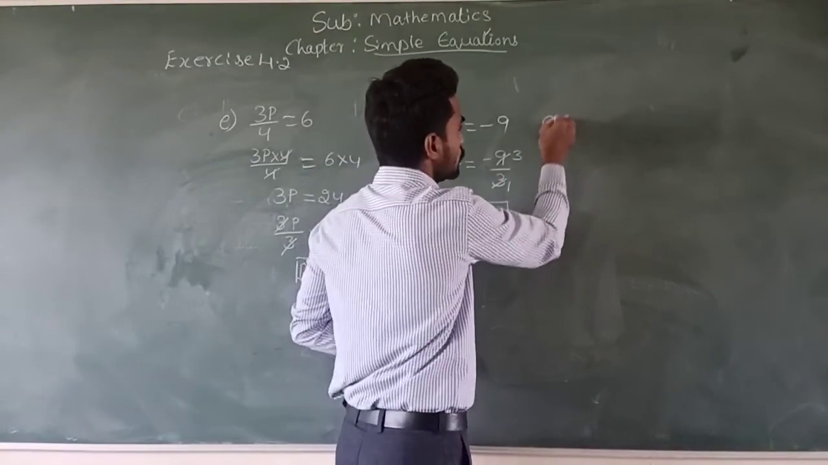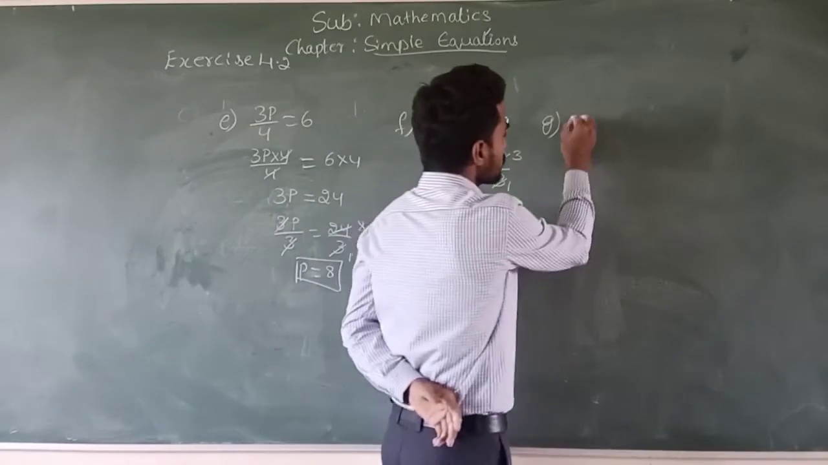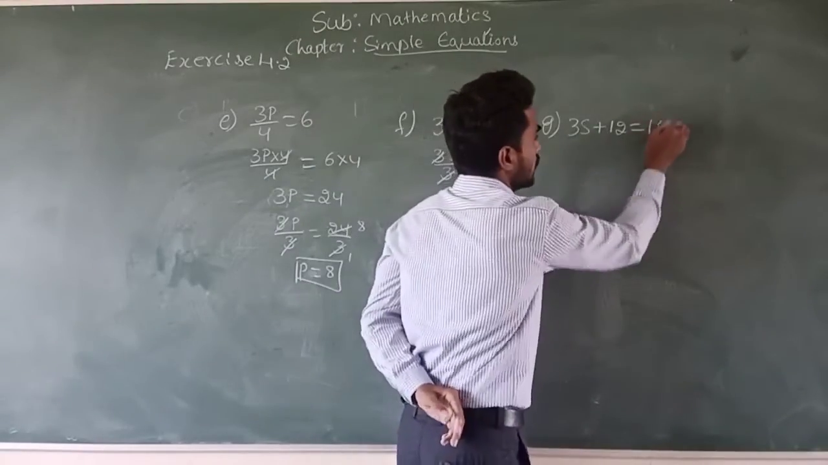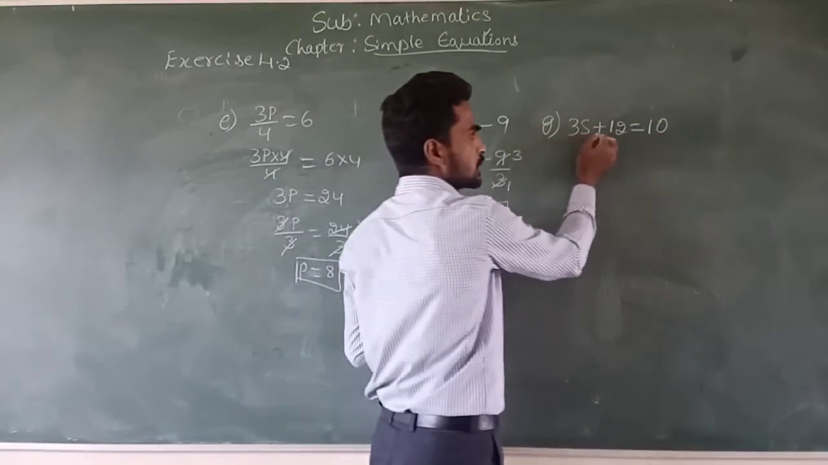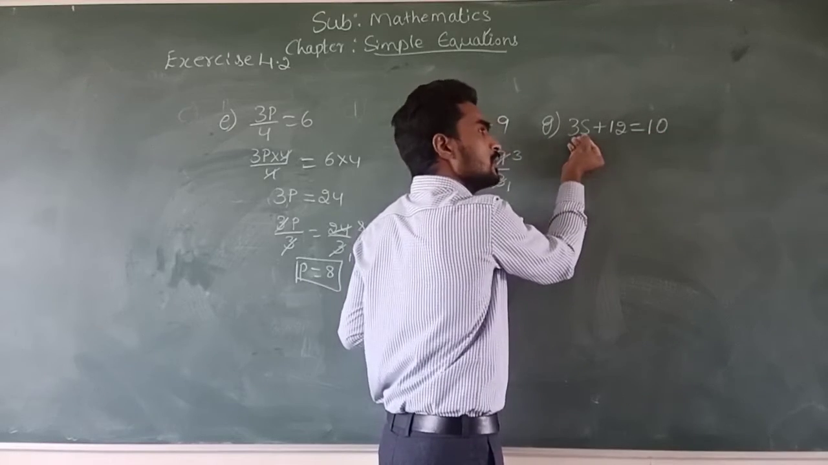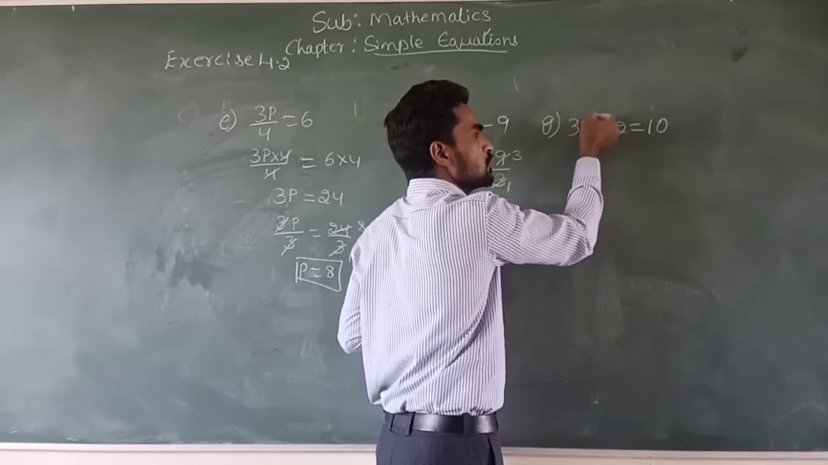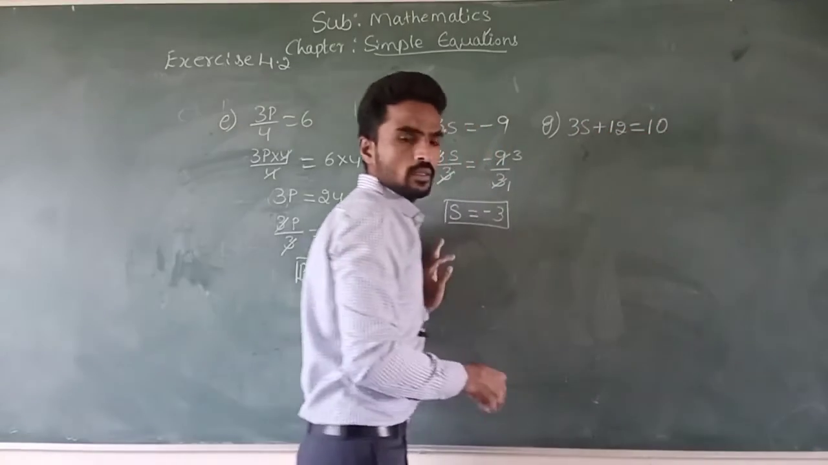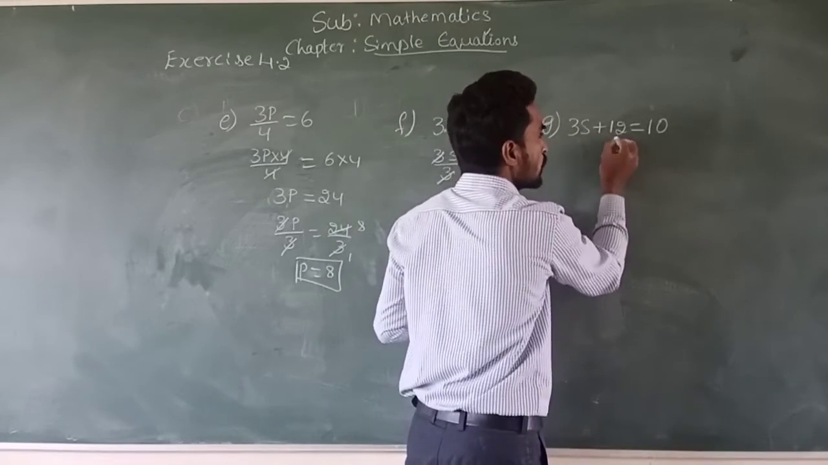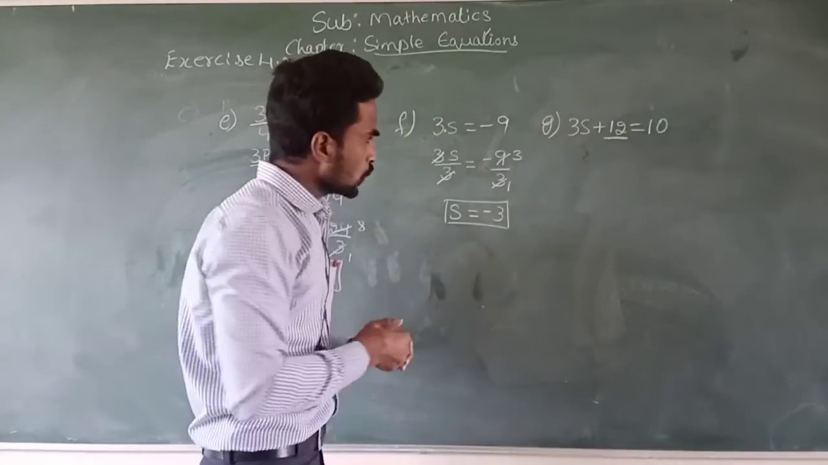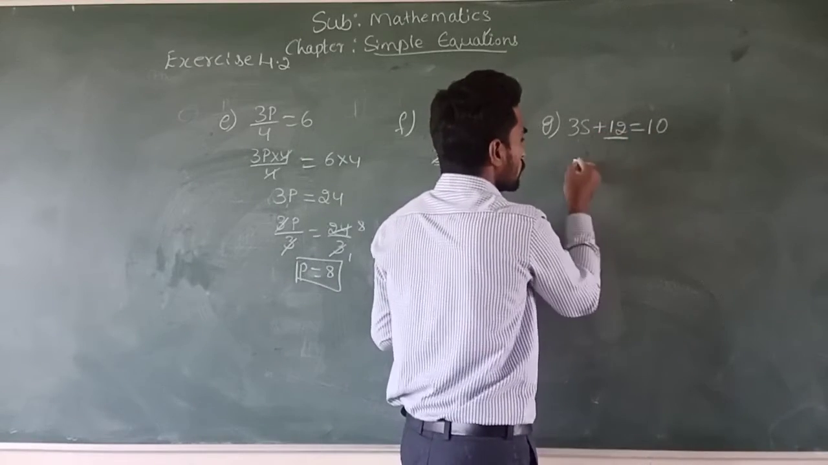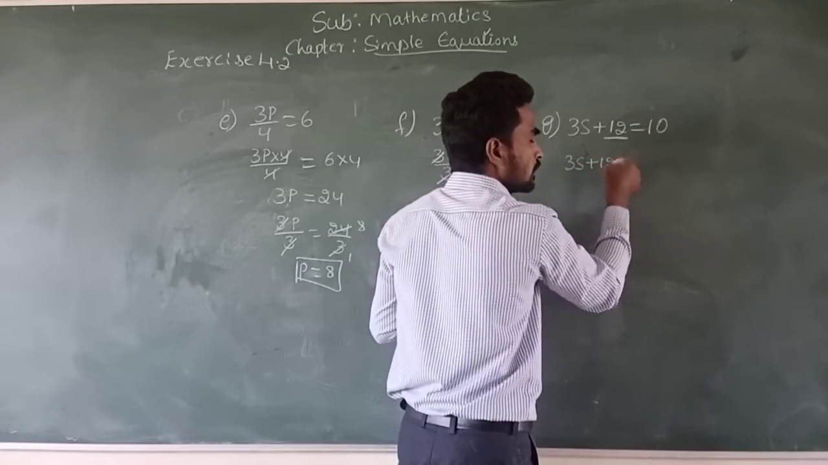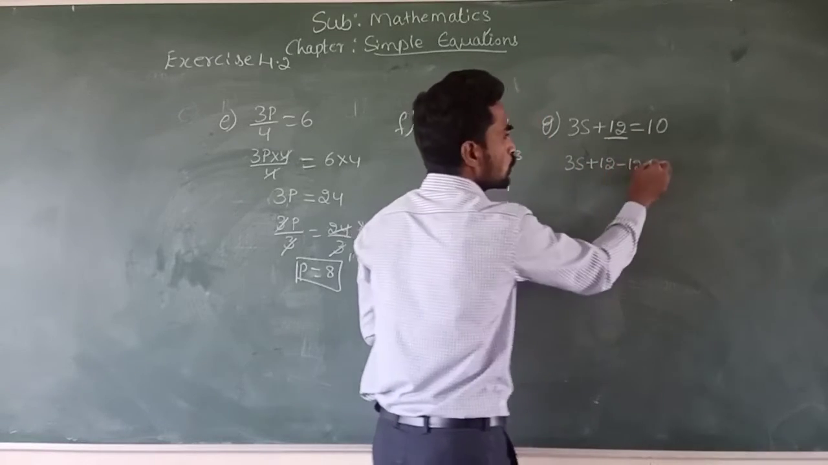Next one is G. 3s plus 12 is equal to 10. Here the given equation is 3s plus 12 is equal to 10. In this equation, s is the variable and 3 is the coefficient of that variable. And also adding 12, we get 10. As the first step, you can remove this 12. How can we cancel it here? Addition of 12 is there, so we can subtract 12 on both sides.